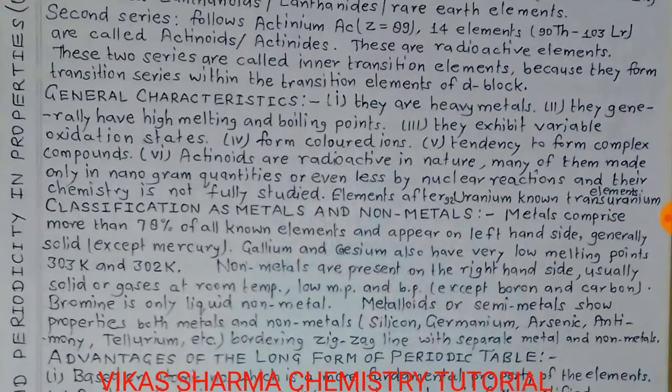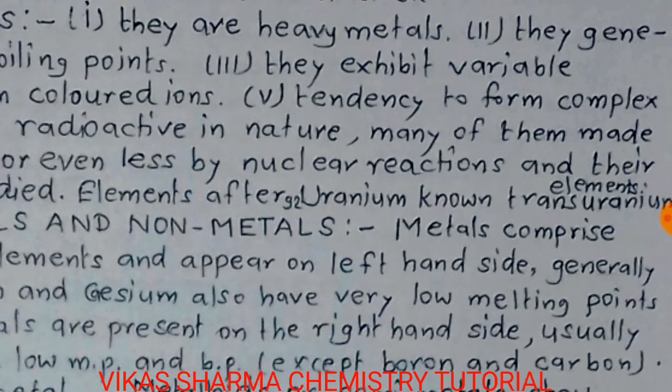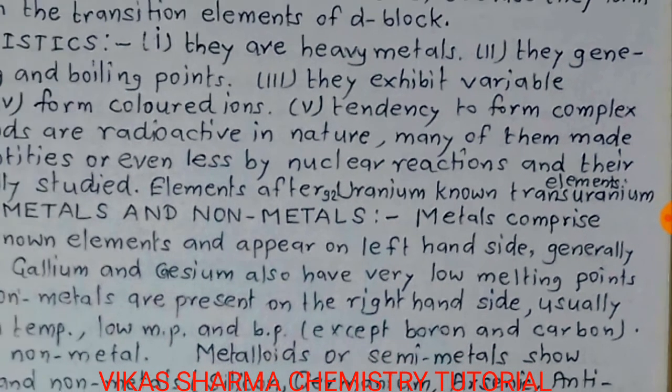The general characteristics: they are heavy metals. They generally have high melting and boiling points. They exhibit variable oxidation states, form colored ions, and have a tendency to form complex compounds. Actinoids are radioactive in nature. Many of them are made only in nanogram quantities or even less by nuclear reactions, and their chemistry is not fully studied. Elements after uranium are known as transuranium elements.